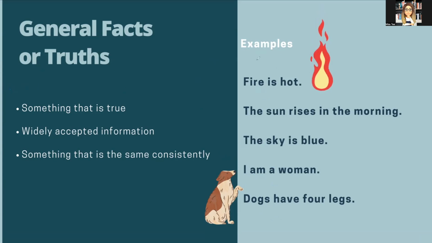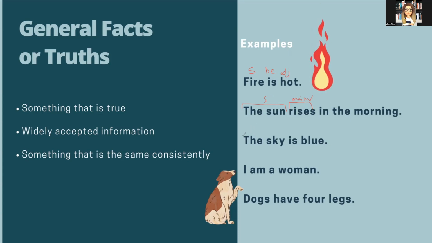So for example, we have subject, the form of be, an adjective. Fire is hot. The sun rises in the morning. This one is kind of more complicated because there's more words. The sun is the subject. Rises is your main verb. And in the morning, this is actually preposition and article, and then morning can be noun sometimes. So that one's a little bit more tricky.